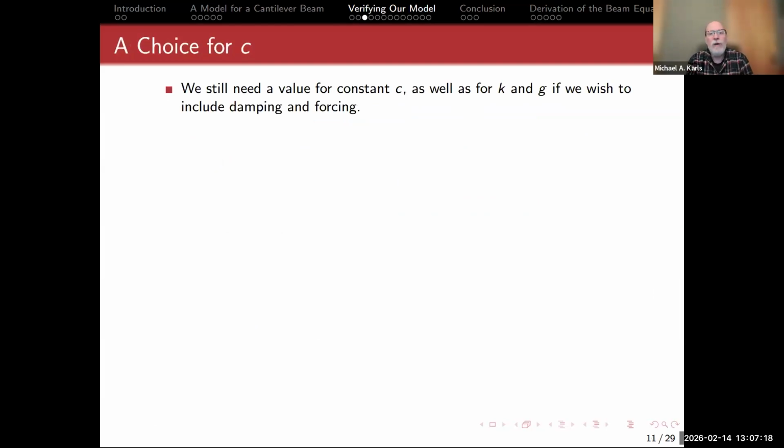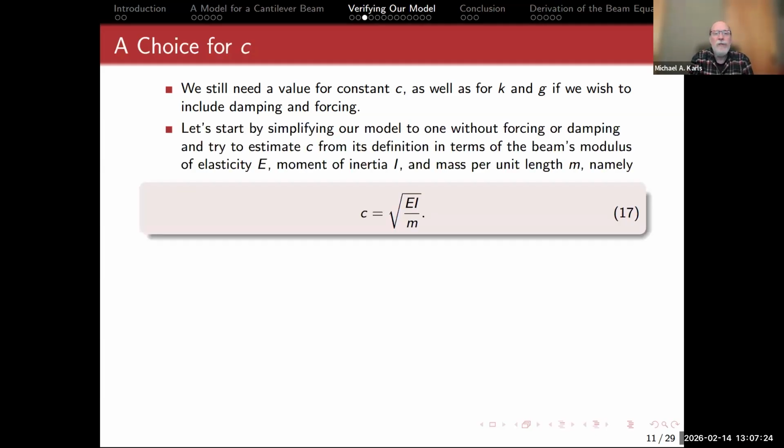Okay, so we still need a value for constant c as well as for k and g if we wish to include damping and forcing. And so we started by simplifying our model to one without forcing or damping. So we just let k and g be 0, and we tried to estimate c from its definition in terms of the beam's modulus of elasticity E, moment of inertia I, and mass per unit length of the beam, which is m. And so c is equal to the square root of E times I over m.